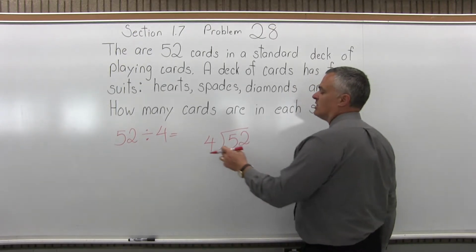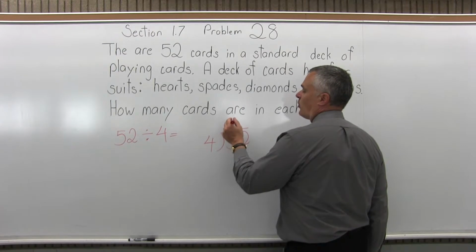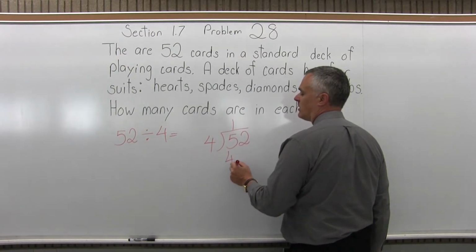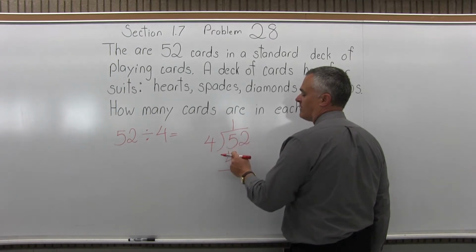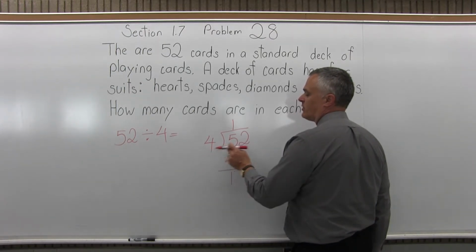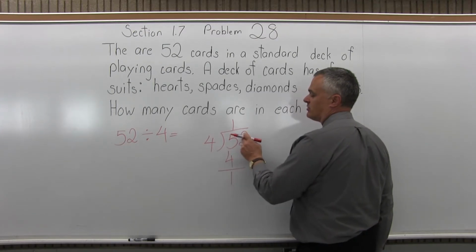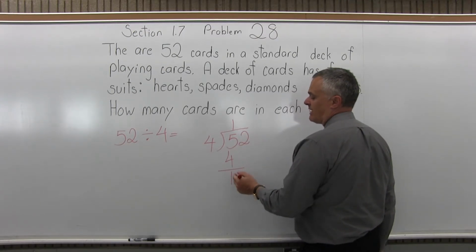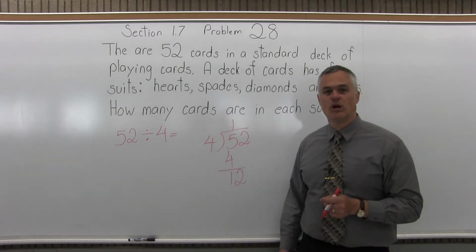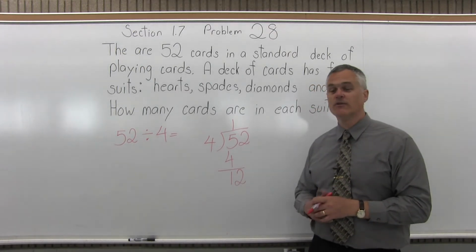Well, first, the 4 will fit into the 5 just once, and then I do 1 times 4. 1 times 4 is 4, and then I subtract 5 minus 4 is 1. 1 is a good answer. It's smaller than the 4. So now I go over 1 digit to the right, which is a 2. I bring the 2 down next to the subtraction I just completed, which was a 1. So the 1 with a 2 next to it is a 12.